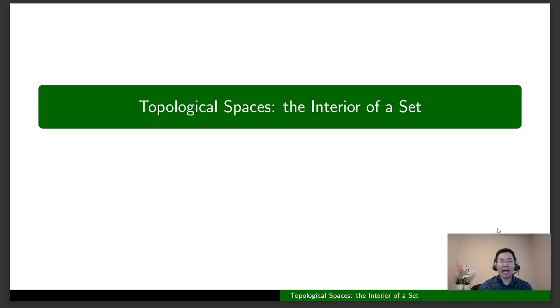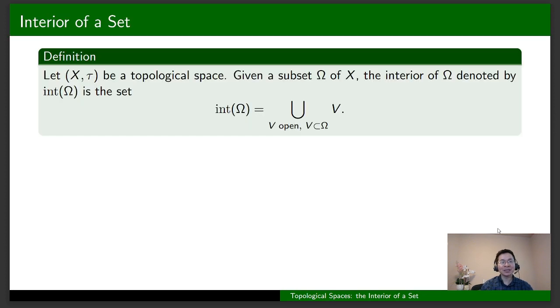In this video, I'm going to talk about a very important topic of topological spaces, the interior of a set. Let's begin. We consider a topological space X and a subset omega of X. The interior of omega is defined as the union of all open sets that are contained in omega. And this is a mathematical formulation.